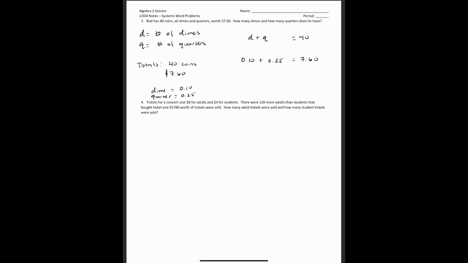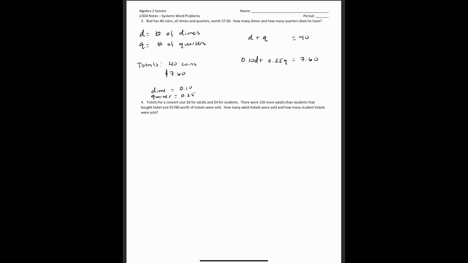We are missing our variables. So if we write 0.10D plus 0.25Q, then that makes sense and should equal $7.60. Because what this is saying is that it is 10 cents per dime and 25 cents per quarter, and that is going to equal $7.60.